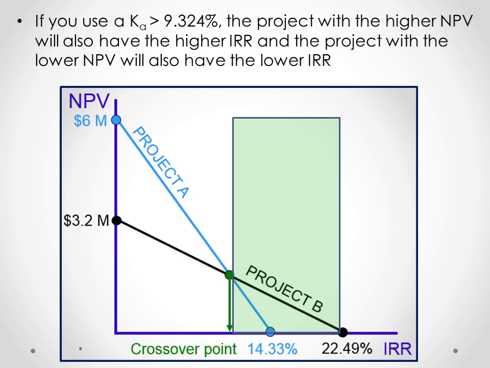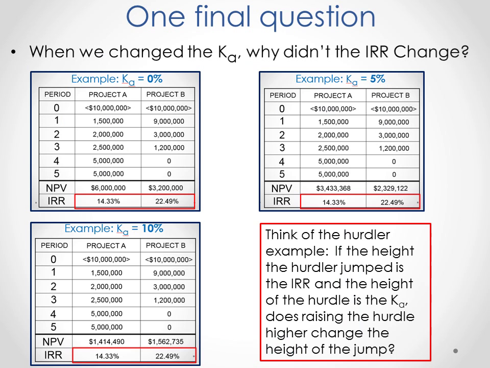Don't be surprised if on your next test you find a project in which you actually have to calculate what that crossover point is and maybe even explain what it means. Now, one final question that you may have been thinking about. When we used the example with a 0% cost of capital, you notice that Project A had a 14.33% internal rate of return and Project B had a 22.49% internal rate of return.